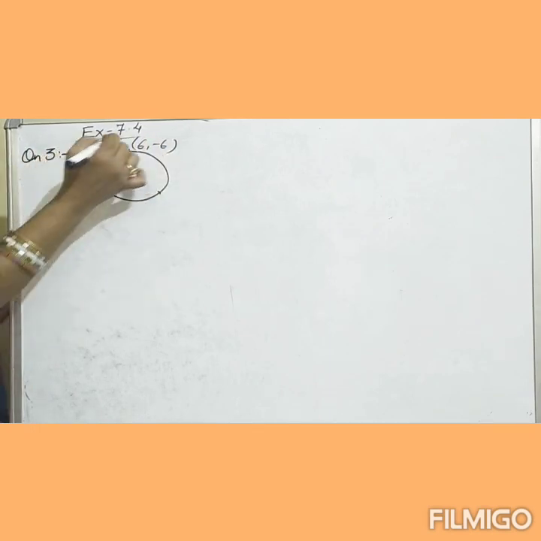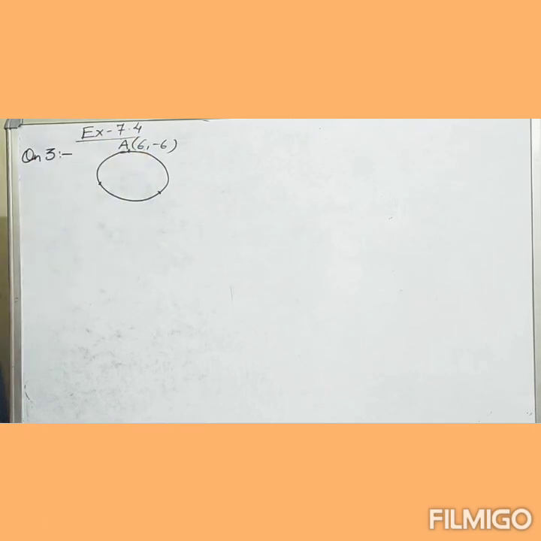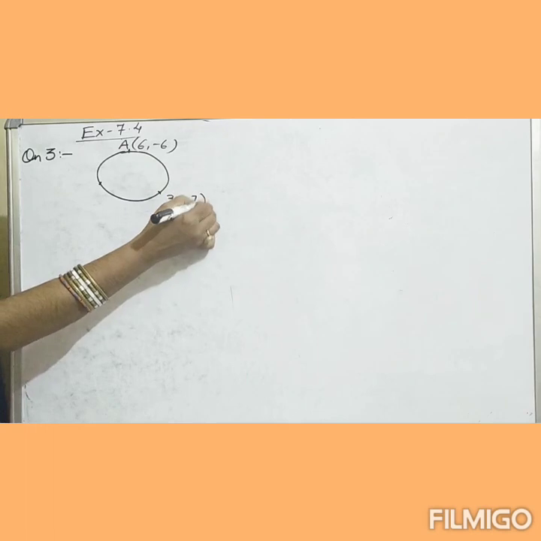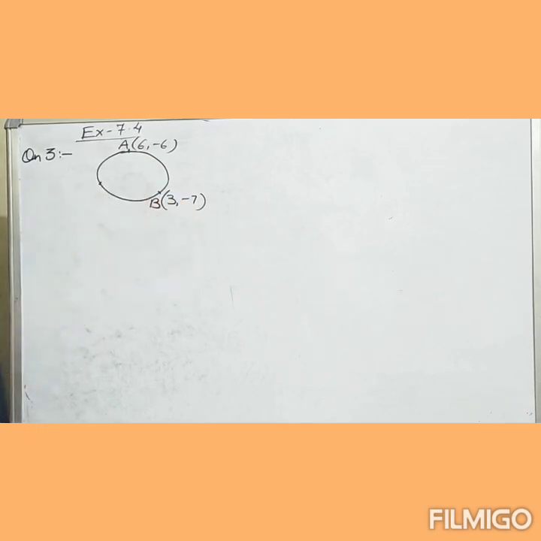Let us give a name to that point. Let that point be A. And the second point is (3, -7). Let that point be B. And the third point is (3, 3). Let that be C. So there are 3 points A, B, C which lie on this given circle, and we have to find out the center of this circle.